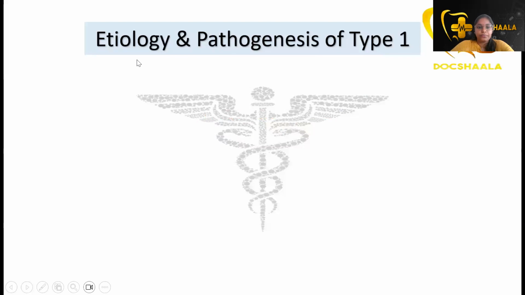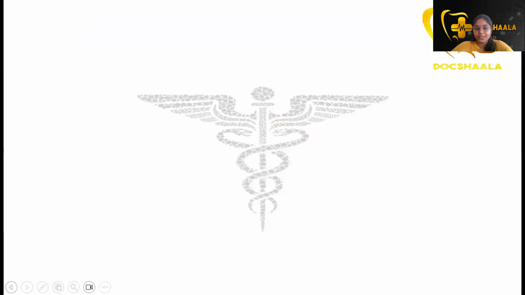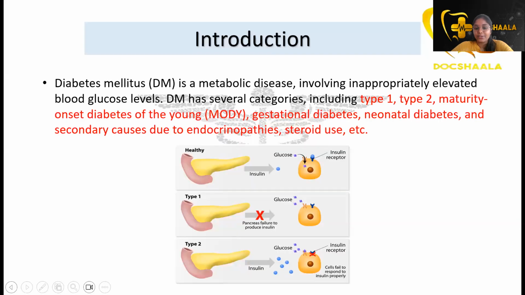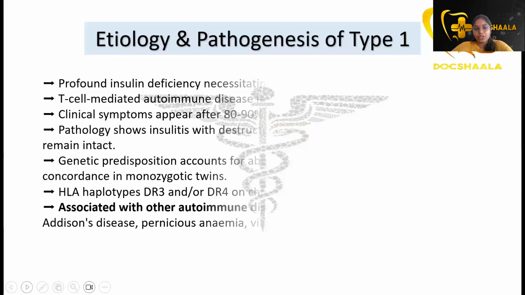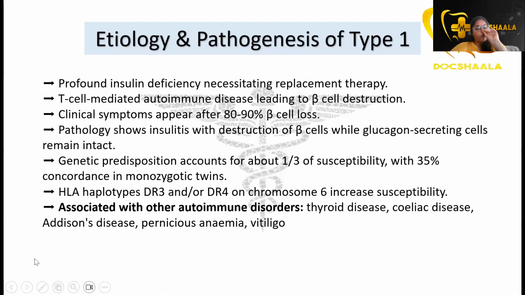Coming to the etiology and pathogenesis of type 1 diabetes. Type 1 diabetes is where the pancreas fails to produce insulin. Insulin is zero. So the etiology and pathogenesis behind it is profound insulin deficiency, so replacement therapy is essential in this type of diabetes.